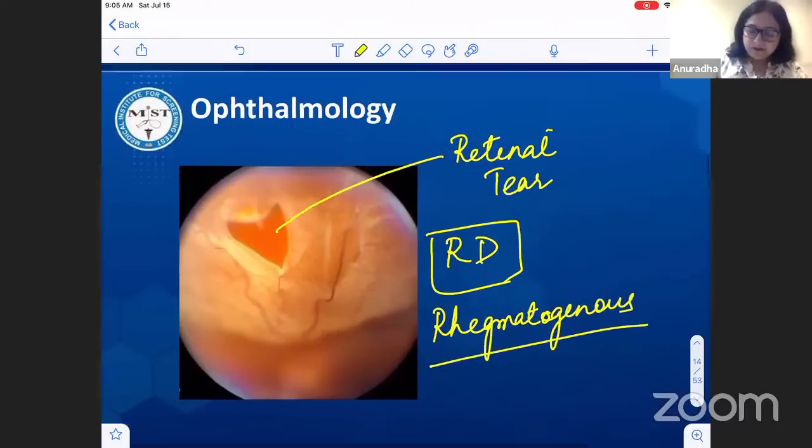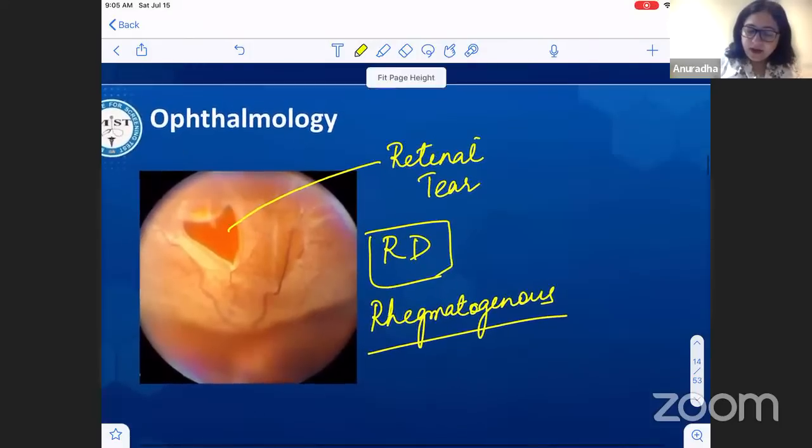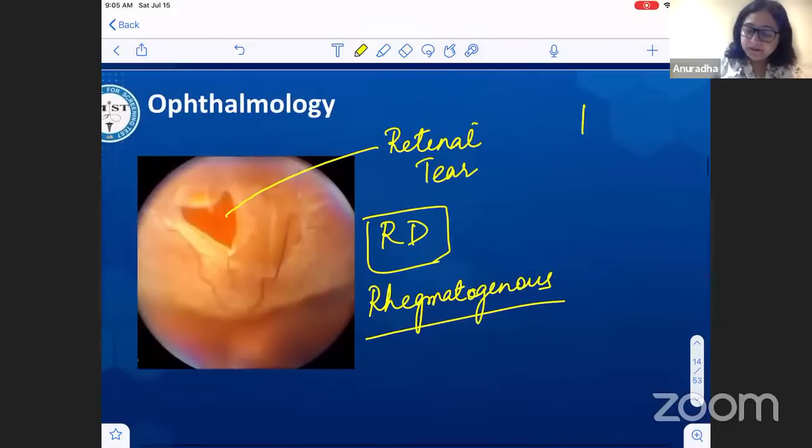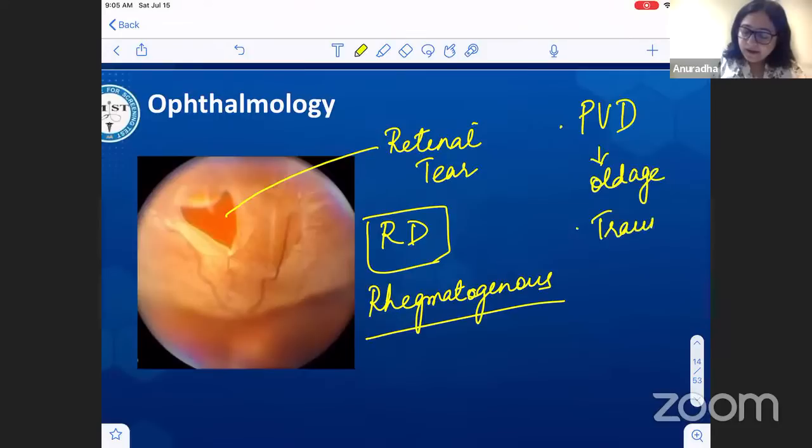Another important cause here, it was trauma. Another important cause can be posterior vitreous detachment, PVD, due to old age. So PVD, trauma, myopia, these are important causes of development of a retinal tear that can lead to rhegmatogenous retinal detachment. Okay, all of you are clear?